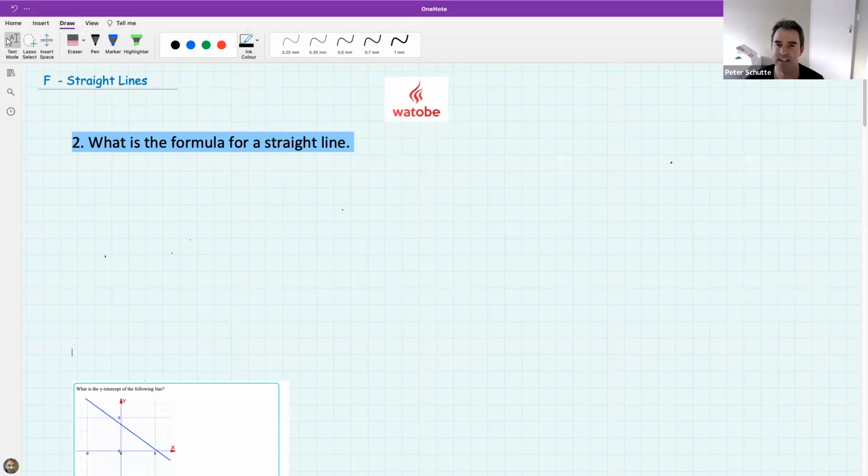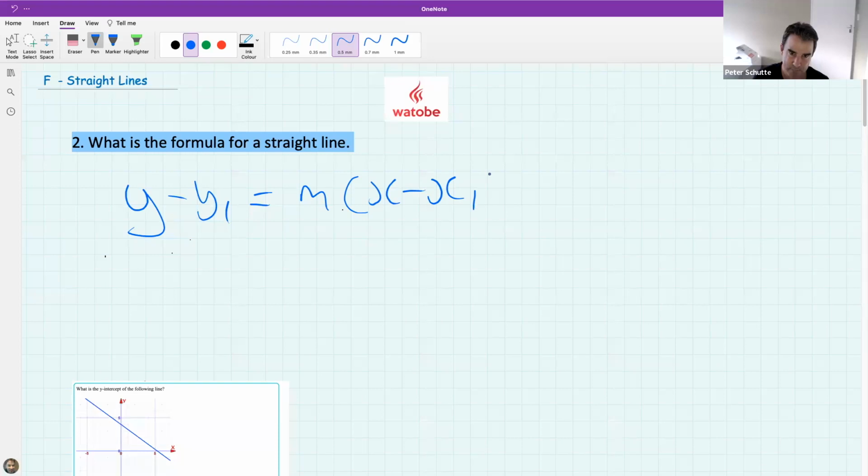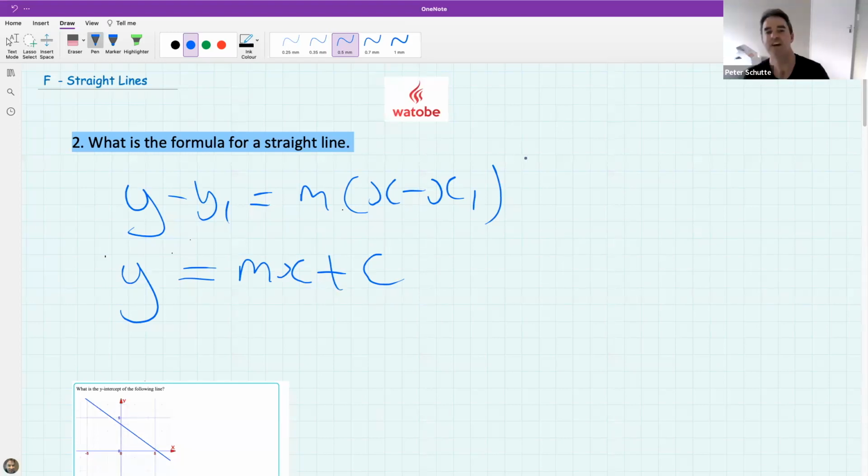Yes, let's go to Orikanisa. Let's unmute Orikanisa. What is the formula for a straight line? The formula for a straight line is y minus y1 equals m bracket x minus x1. Or you can use the other formula which says y equals mx plus c. Yo, top student. Thank you so much. So these are the 2 ways of writing the equation of a straight line.